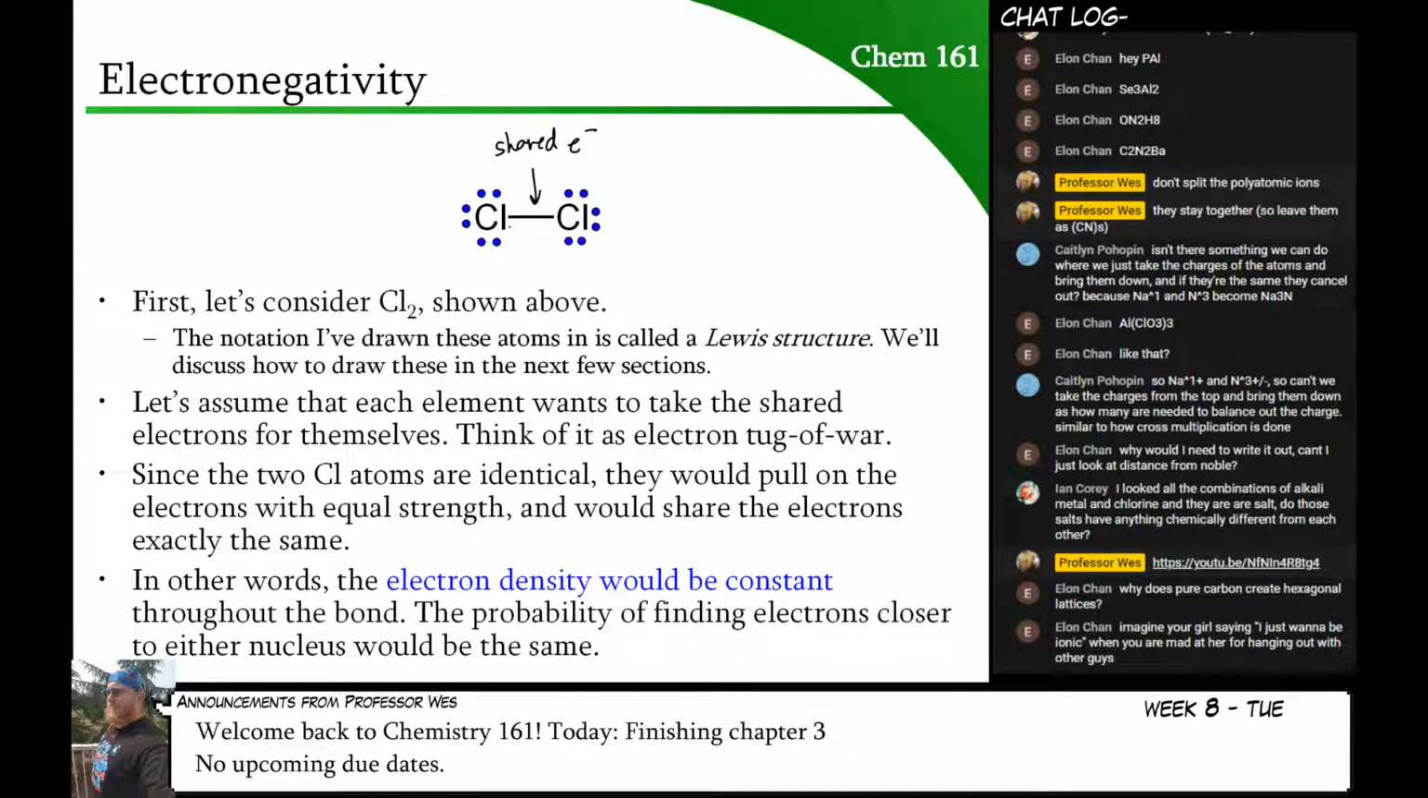Now, in other words, where are the electrons? The electrons are in the middle. They're not always going to be in the middle because remember, electrons operate as wave functions. That's probability. We're most likely to find them in the middle. But we would say that the density is constant throughout the molecule. So the average is in the middle.